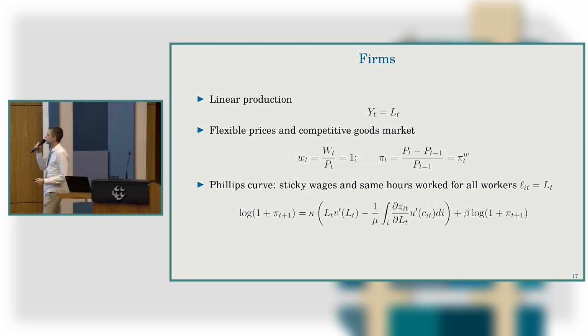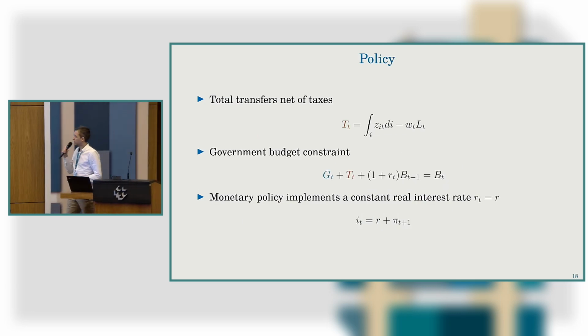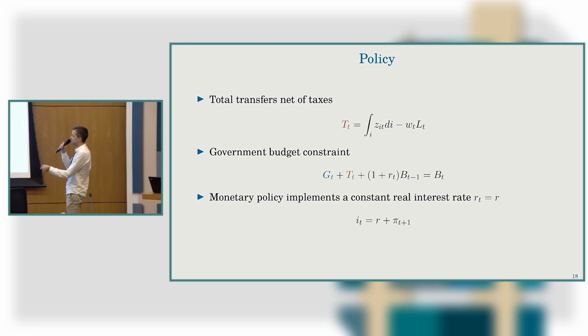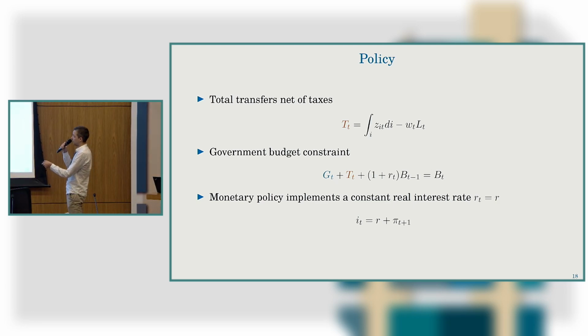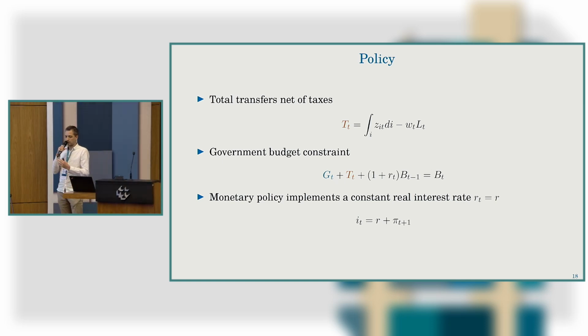On the firm side, it's very standard. We have flexible prices and sticky wages, so the real wage is equal to 1 at all times. And we have a wage Phillips curve, so that's the source of nominal rigidity. Regarding policy, the government spends on G and on T. T is transfers net of taxes, and then the government issues debt. We have a monetary policy that follows the Taylor rule with coefficient 1 on expected inflation. So basically, monetary policy keeps a constant real interest rate throughout.